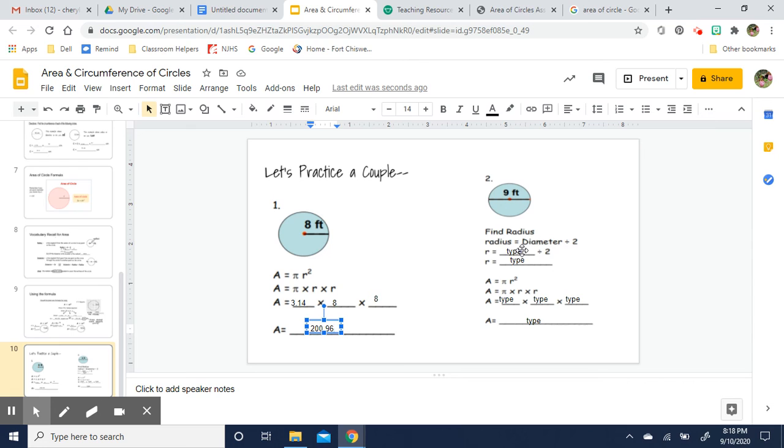So we got to find the radius before we can do anything. So the radius, remember, is equal to diameter divided by 2. So it's 9 divided by 2, which gives us 4.5. We say 9 divided by 2 here, which gives us the answer 4.5 to put here.